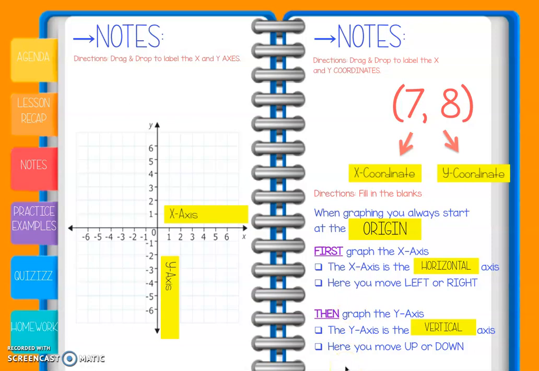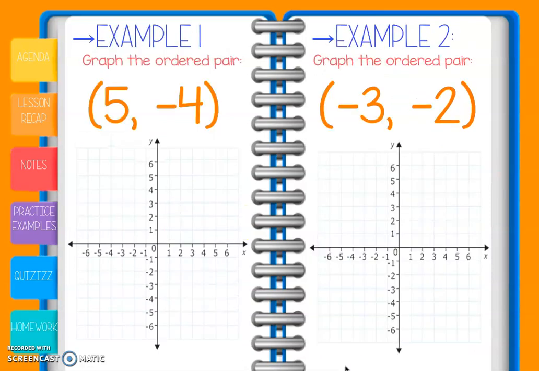So let's take a look at a couple of examples before I set you up to do some on your own. The first example that we have here is (+5, -4). Like I said, we're first going to start right there at the origin. That's where I'm going to put my pencil point every single time. This is a +5, so I'm going to move right 5, and then move down 4. Where those two lines meet is where I'll put my point.